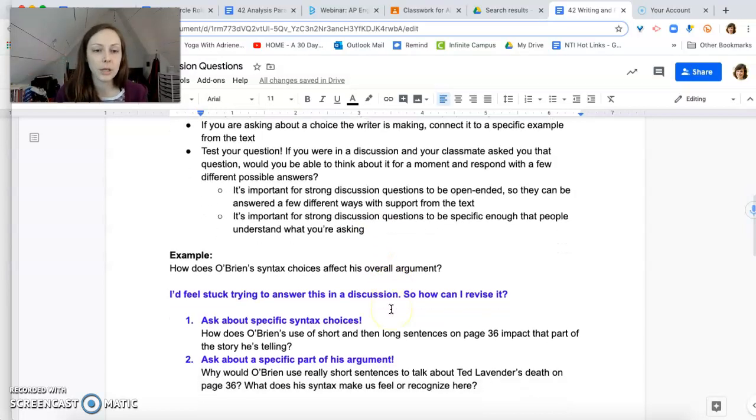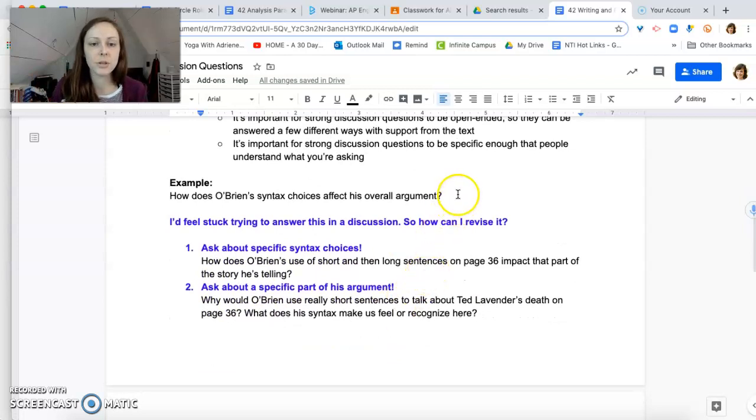So one example might be, how does O'Brien's syntax choices affect his overall argument? Okay, so we know he's making very clear decisions about how long his sentences are and how short his sentences are, and where he puts certain parts of certain sentences in relation to each other. But this question, I would feel stuck if I was in a discussion and my partner asked me this. I might say, like, oh man, that's a big question. I don't feel smart enough to answer that, like, in this moment. Like, I feel like I need to go back and spend a lot of time with the book. So it's a great question that we can make more focused.